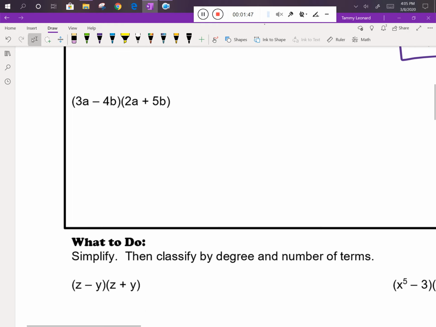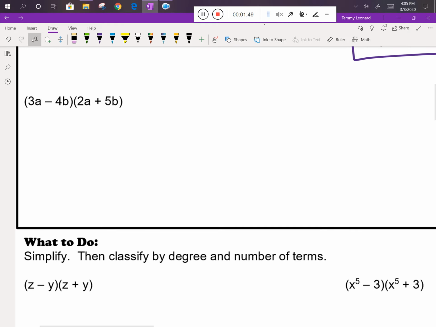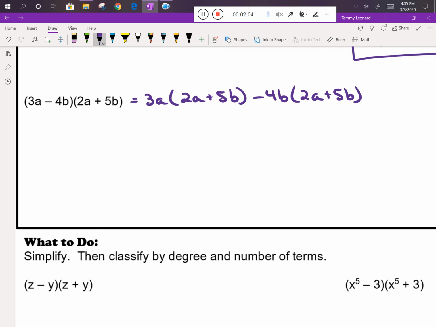Next, we're being asked to simplify just two binomials that are multiplying each other. So I'm going to first distribute the 3a to the 2a plus 5b. And then I'm going to distribute a negative 4b to the 2a plus 5b.